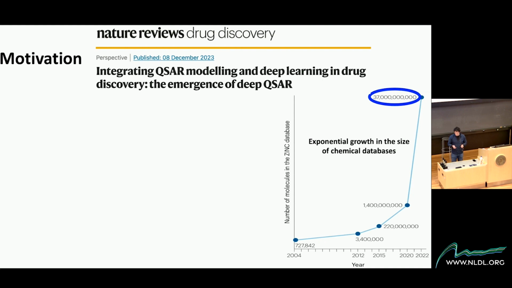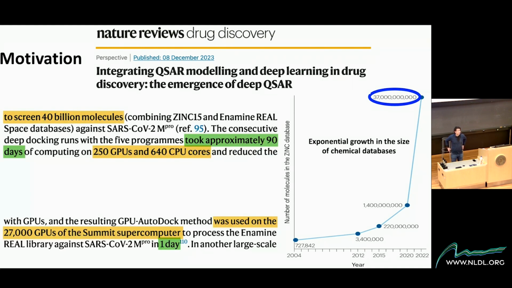And a more concrete example is this study in the context of the coronavirus SARS, where they trained on about 40 billion molecules, and that took about 90 days to run the training over 250 GPUs. That's an example where distributed training is really needed.